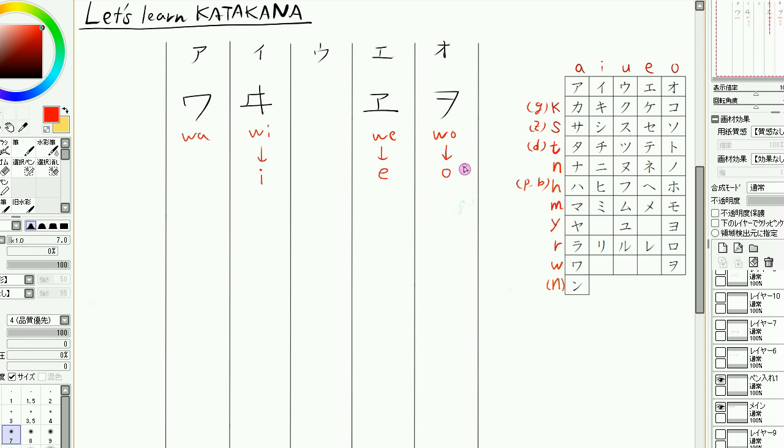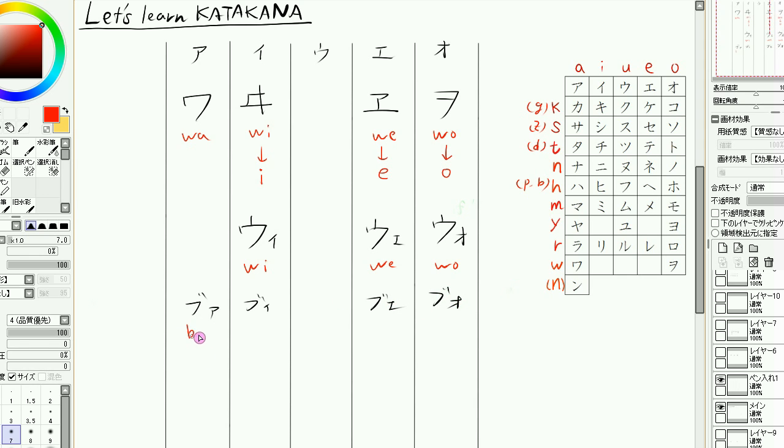So here's a question: what about wi, we, wo when imitating foreign sounds? So here's the answer. Actually, we put a normal u and then a small i, a normal u and then a small e, and a normal u and a small o. And actually, these are wi, we, wo.